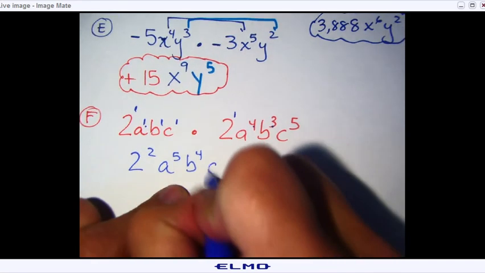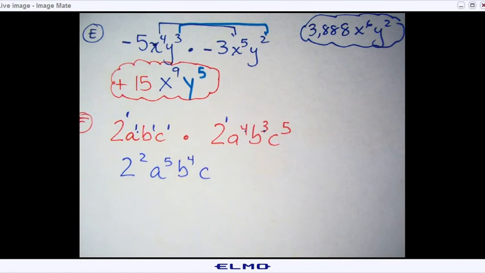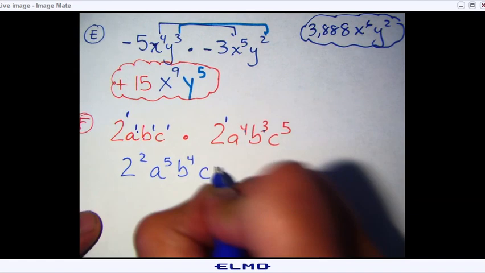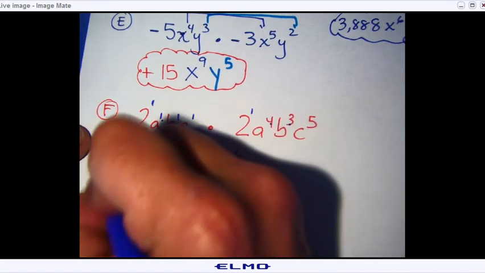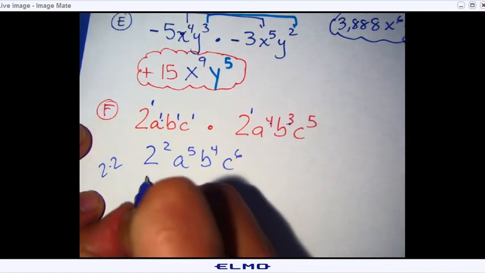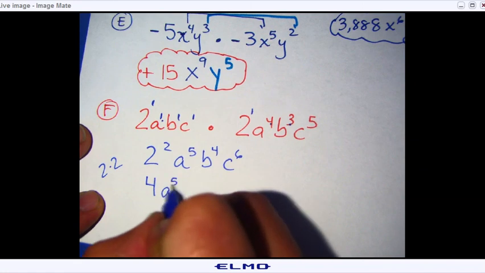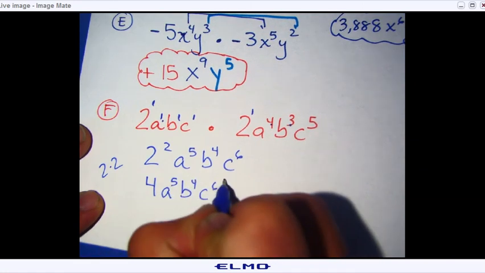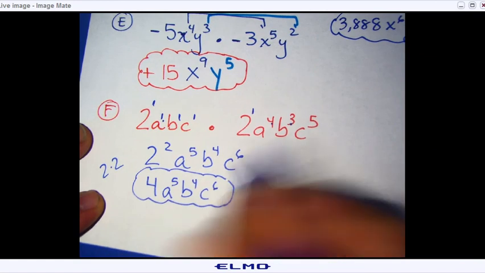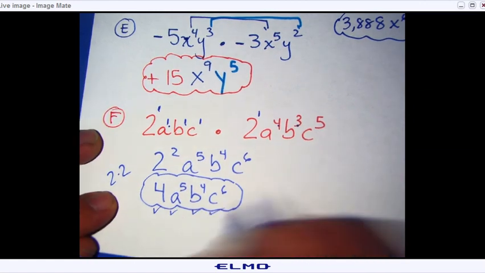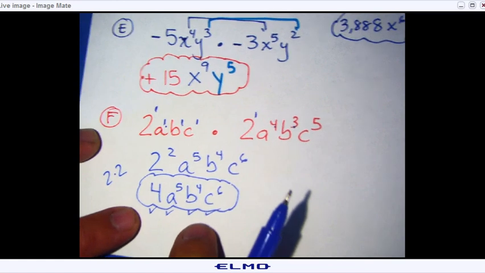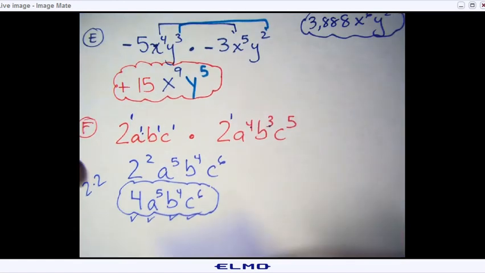And then c to the what? Anybody? c to the what? Type it in. Oh, someone said it, yeah, 6. c to the 6. Now, I could do 2 to the power of 2. So remember, 2 times 2 is 4. So 4a to the 5th, b to the 4th, c to the 6th, and there's your answer. Good job. So if you got it right, put a little check. You got it. 4 checks. All right, let's go and do the next one.